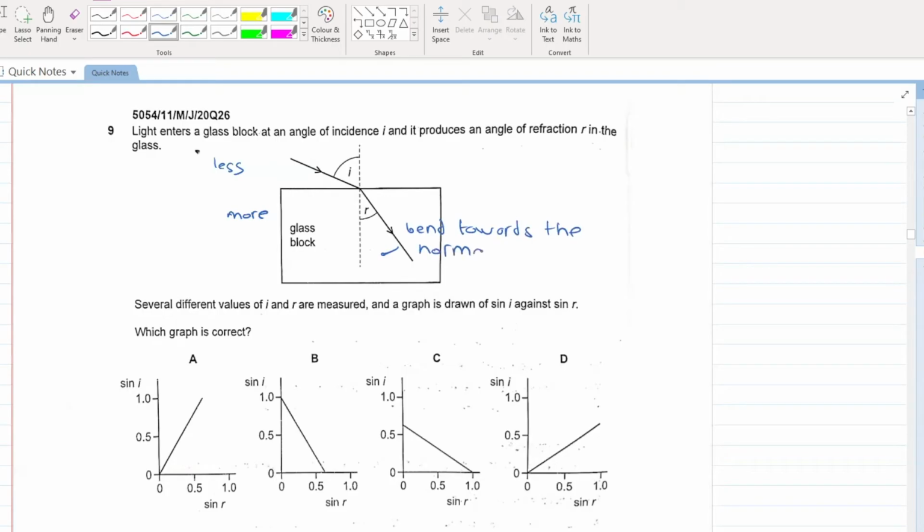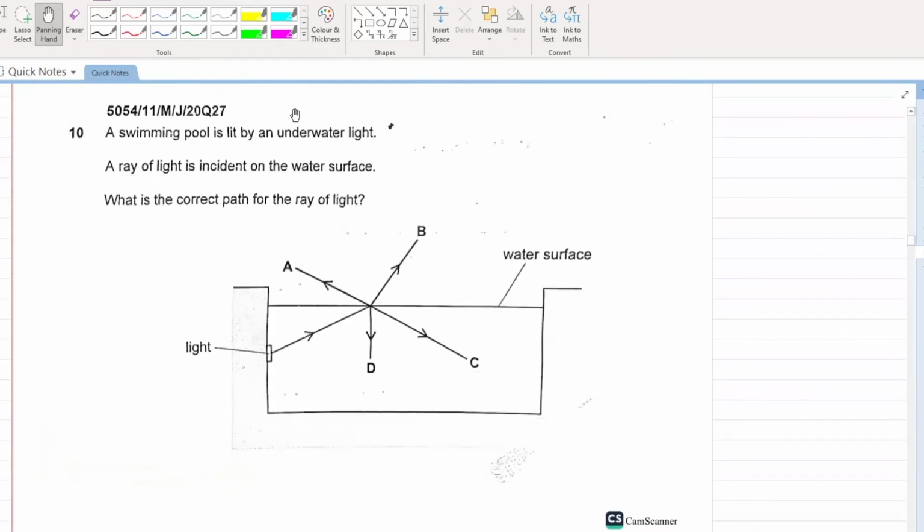Now, mathematically or numerically, what does bend towards the normal mean? Bend towards the normal means that the angle of incidence is greater than the angle of refraction. If the angle of incidence is greater than the angle of refraction, sine I values will be greater than sine R values. Let's search for an option like that. A is your answer. Can you see at a value of sine I of 1, we have a sine R of 0.6 or roundabout 0.7. Let's further move ahead.